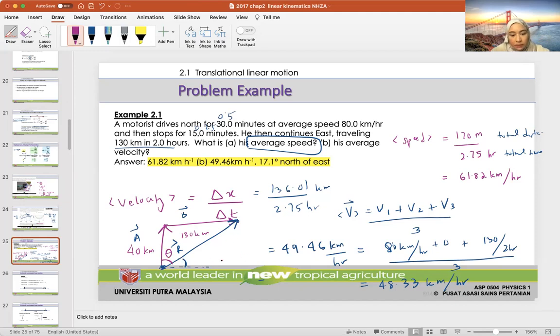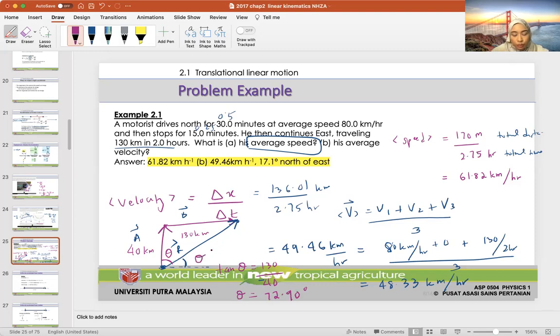So I can use tangent. Tangent theta equals opposite over adjacent. Opposite is 130 over 40 and theta is 72.897, 72.9 lah, 72.90 degrees. This is the angle theta here.